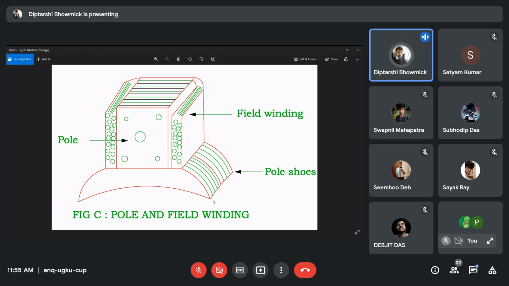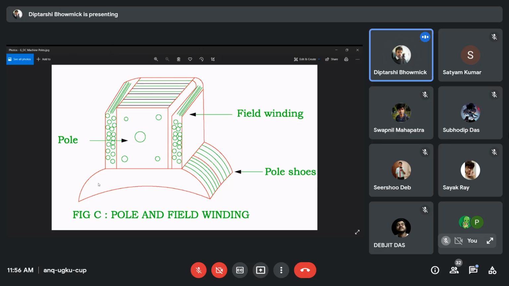This part is known as the pole shoe, and the pole shoe is always made higher in length than the main pole. This is the main pole. These are the field windings which are placed across the poles, and this is the pole shoe. Now, why are the pole shoes made like this, with an arc-like structure? This is done to make the flux distributed evenly over the air gap.